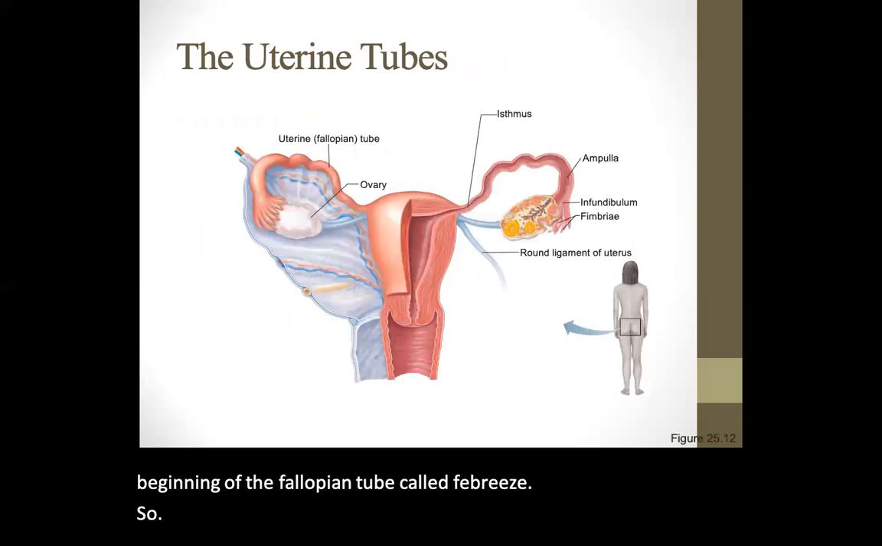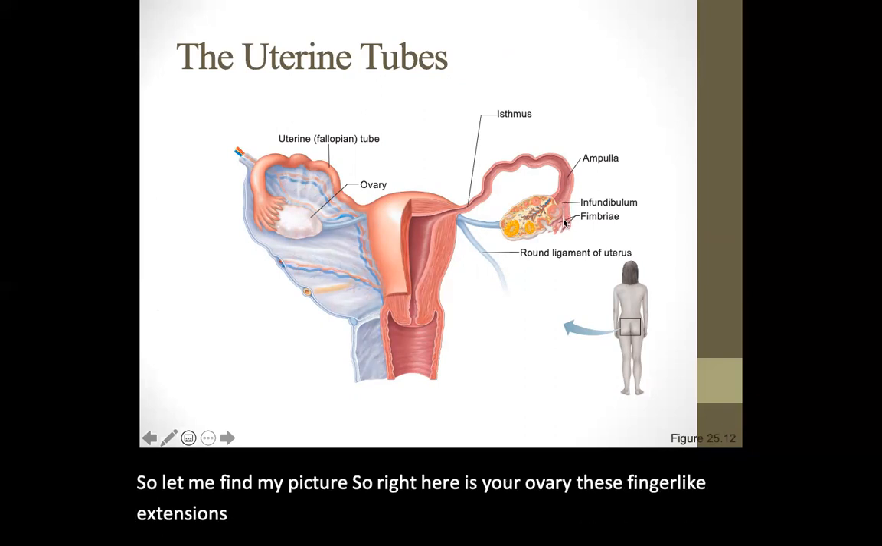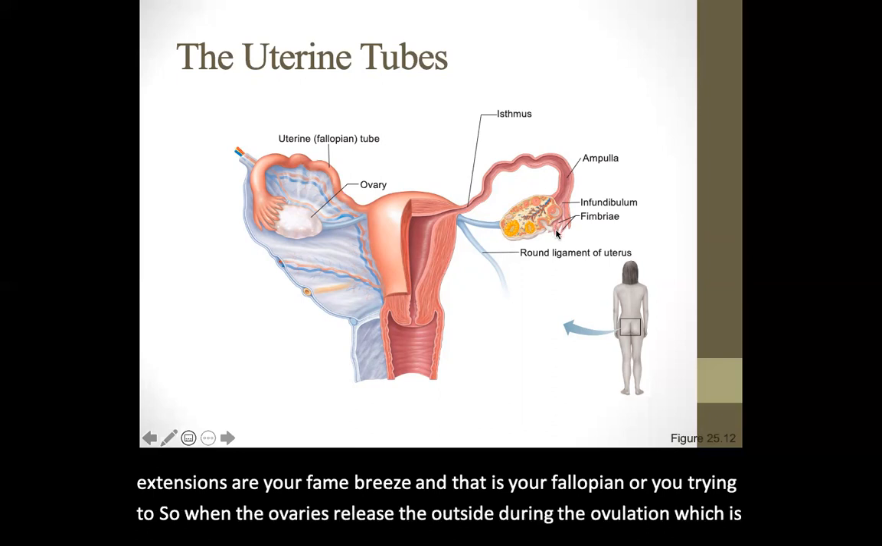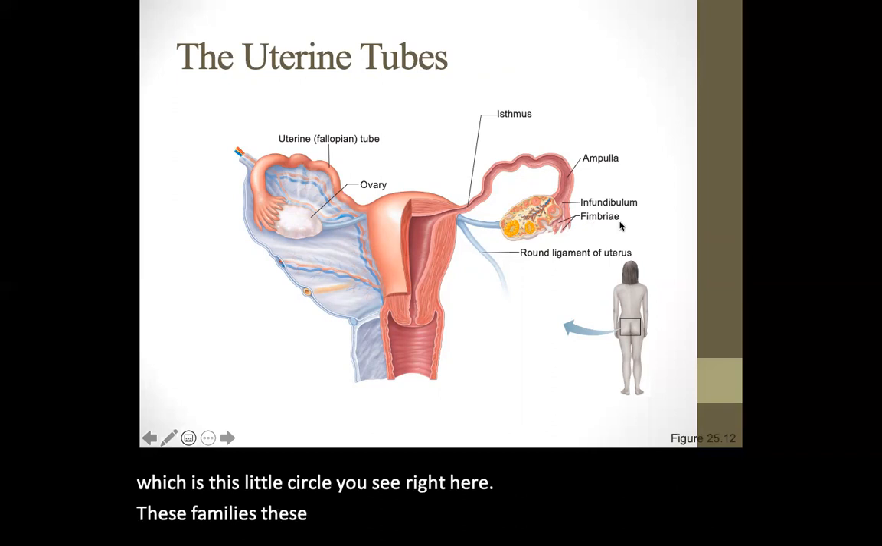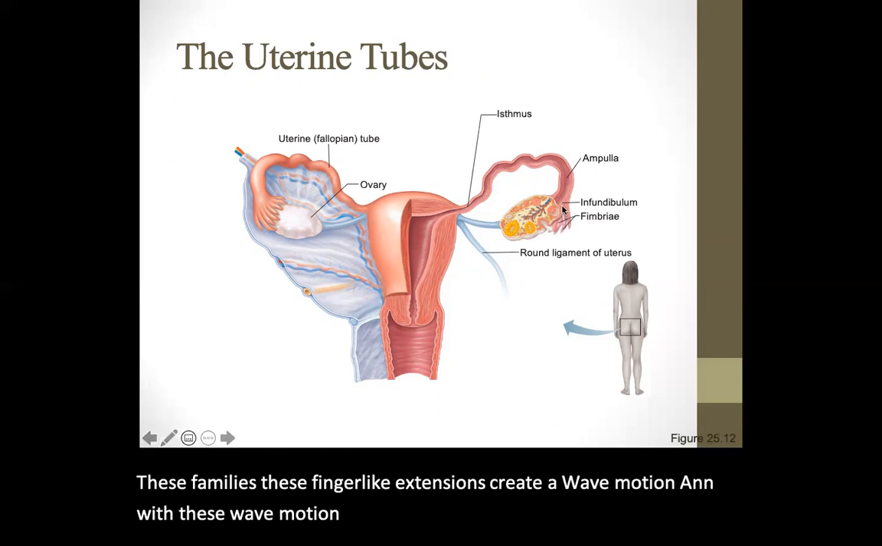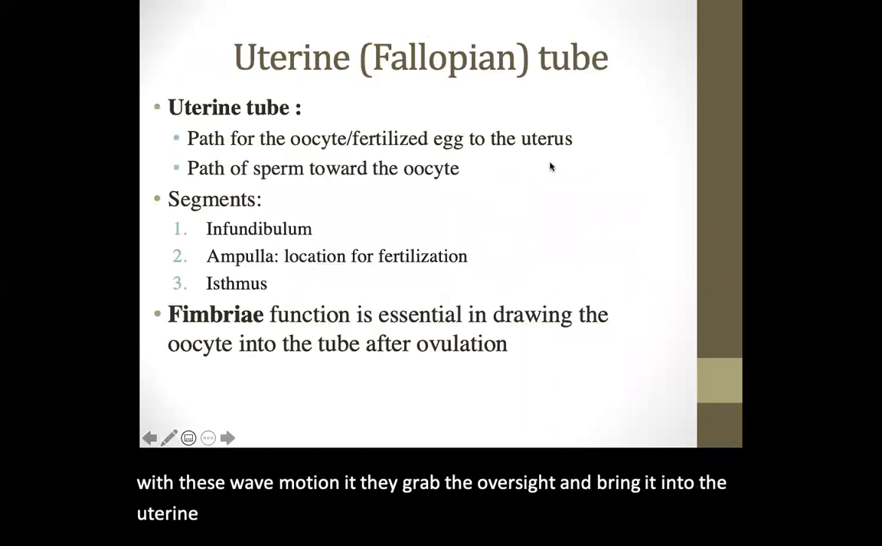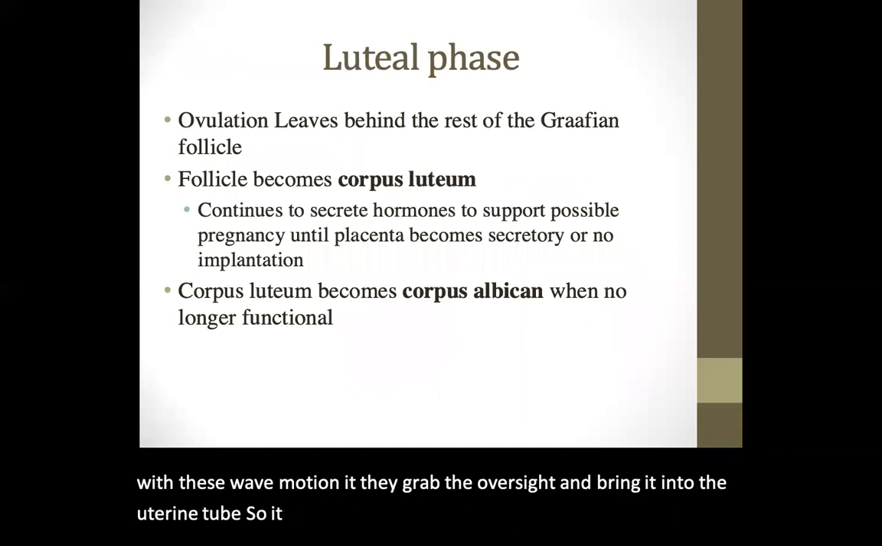Sorry, let me find my picture. So right here is your ovary. These finger-like extensions are your fimbriae, and that is your fallopian or uterine tube. So when the ovaries release the oocyte during ovulation, which is this little circle you see right here, these fimbriae, these finger-like extensions, create a wave motion. And with this wave motion, they grab the oocyte and bring it into the uterine tube. So it is important for that transfer to take place.